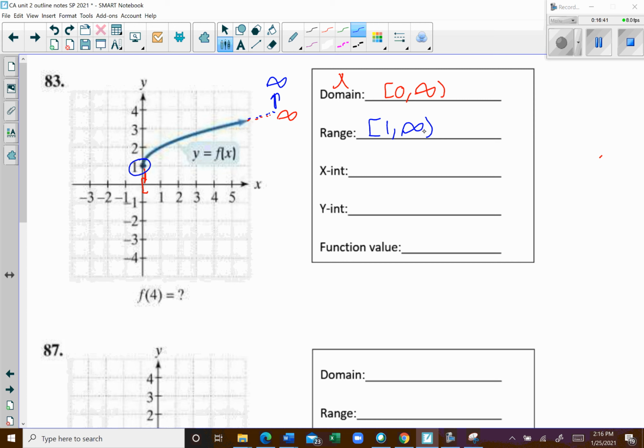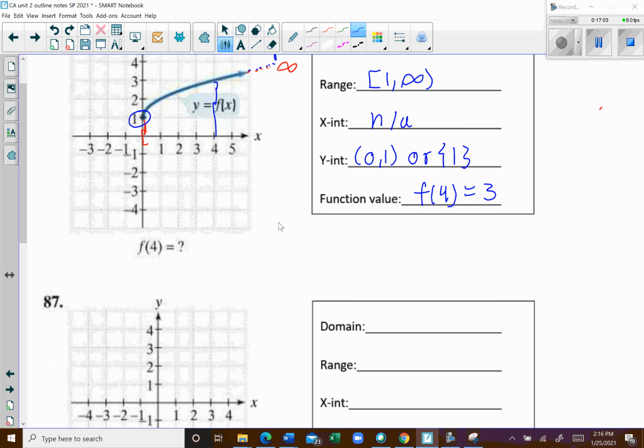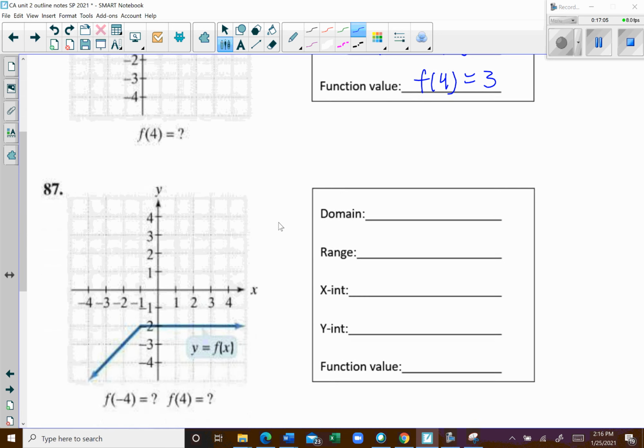All right, x-intercept, I don't see one. Y-intercept, we got one at 1. And then function value f of 4. Let's see, that will correlate with 3. Okay, so I got one more like this.